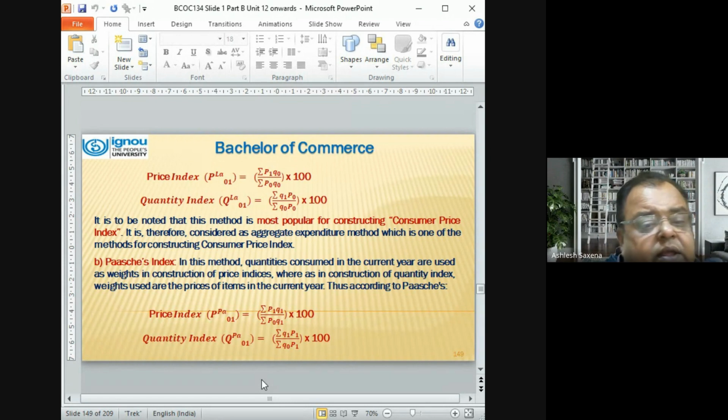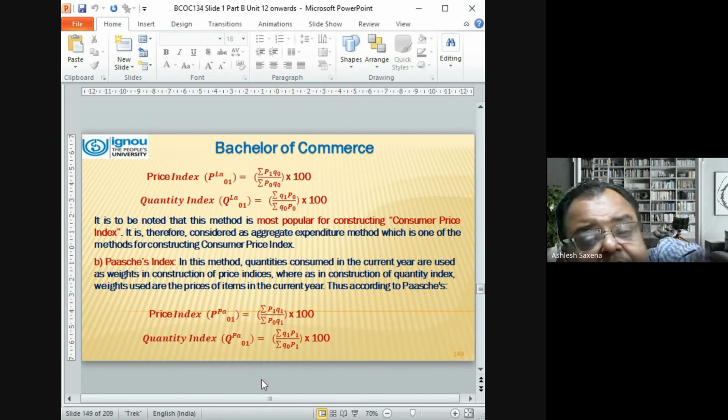Here, Paasche P01 is equal to summation P1 Q1 divided by summation P0 Q1 into 100. And if we talk in terms of quantity, then summation Q1 P1 divided by summation Q0 P1 into 100.